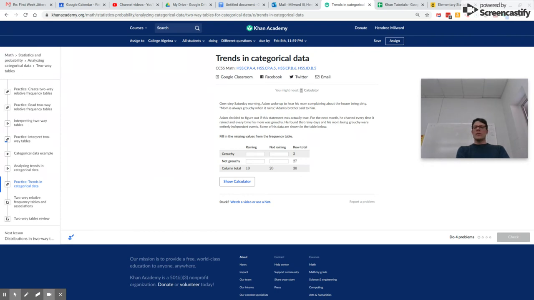And this gives us enough information to fill out this table. Now we have all the row and the column totals here. So the first thing we should know is that this plus this is going to add up to 3, and this plus this is going to add up to 27. This plus this adds up to 10, and this plus this adds up to 20.